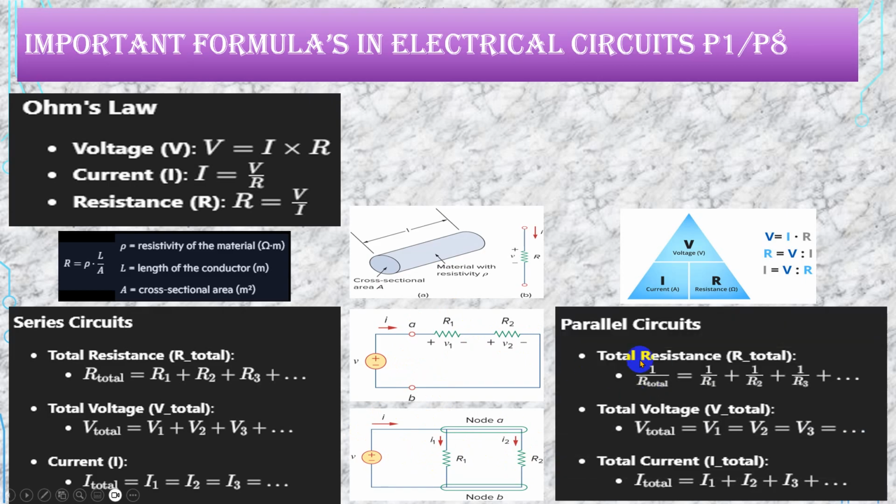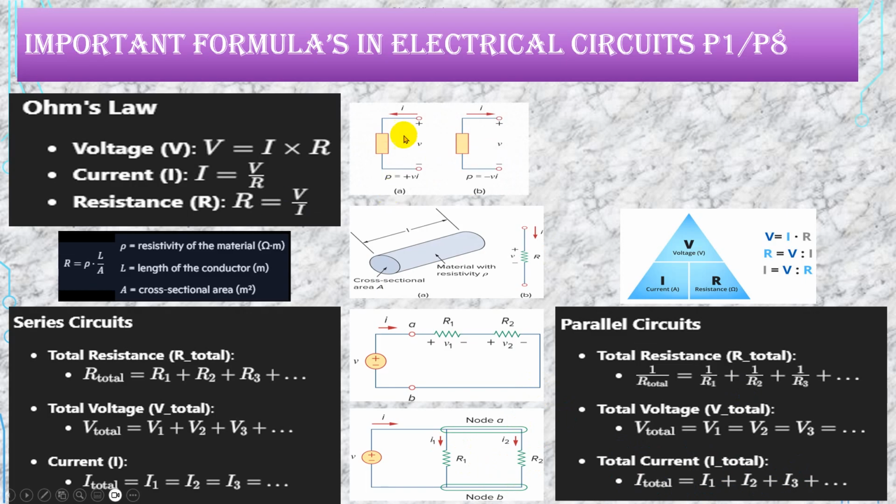So like this, total resistance is given by 1 by R total is equal to 1 by R1 plus 1 by R2 plus 1 by R3. This is your equivalent for ease. Now if you want the resistance, then take the inverse of that value, and that is your R total. Voltages V1, V2, V3 are all the same because these are in parallel. Currents divide here, and that is given as I total is equal to I1 plus I2 plus I3, and it is based upon the resistance value. So like this for series and parallel circuits.